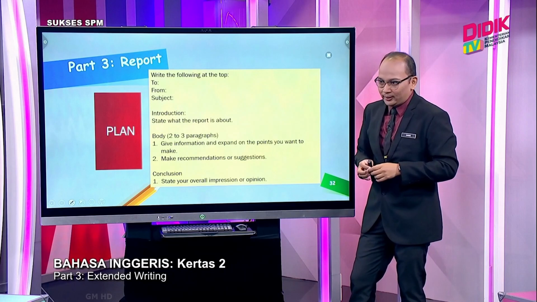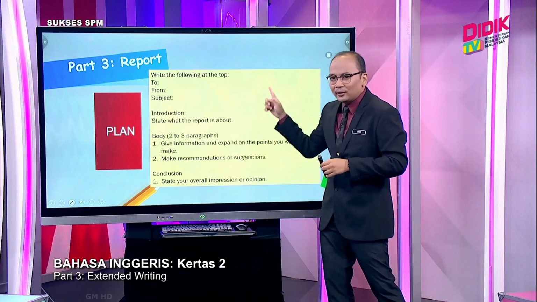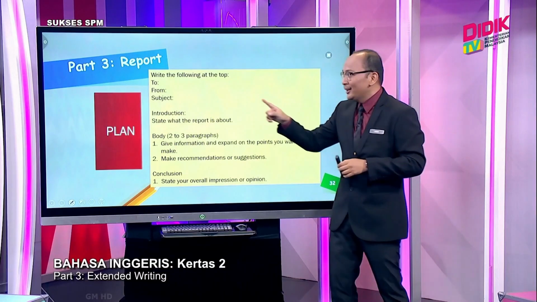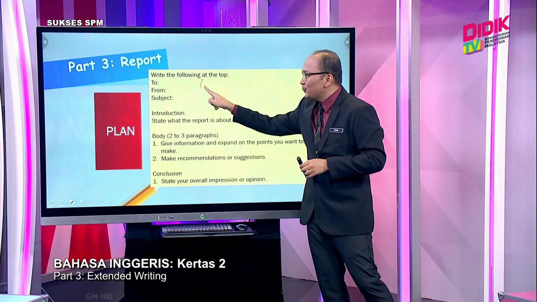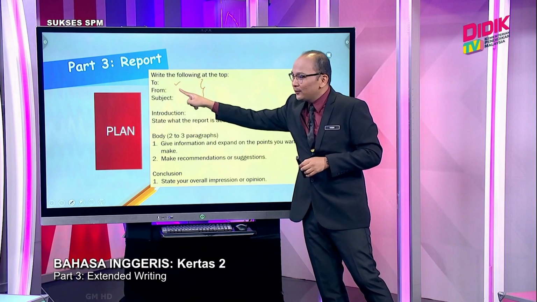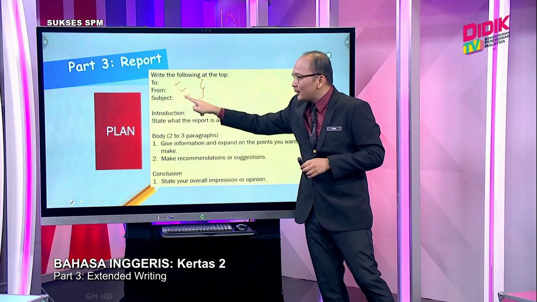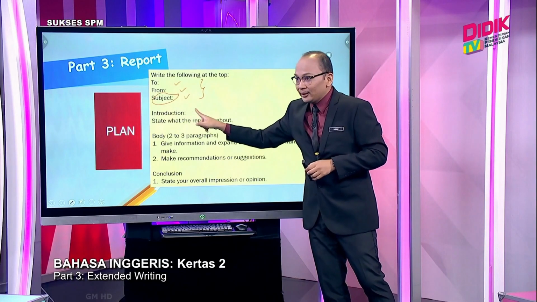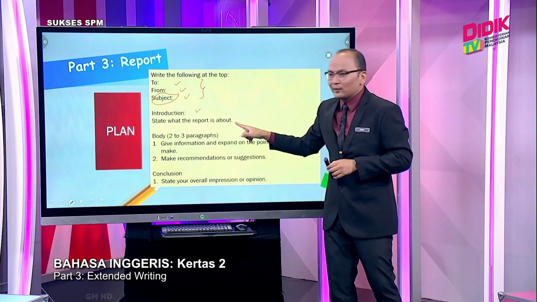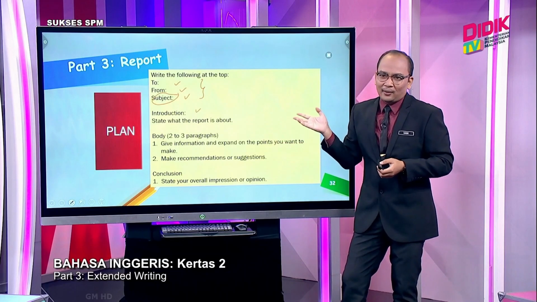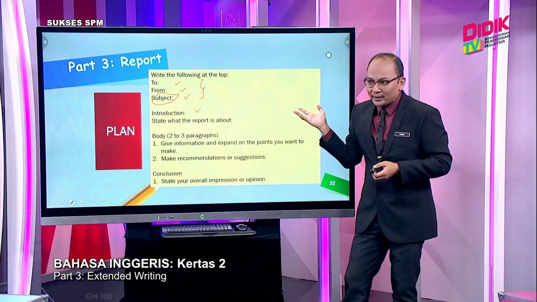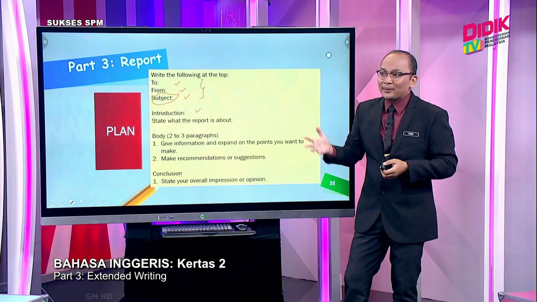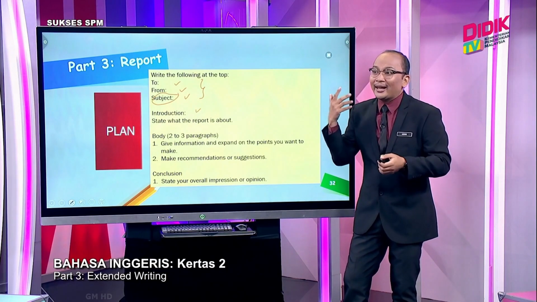Now for report, okay. I'm just giving you a little bit of the overview so that you pay attention to the things that you need to include. Okay, so what you need to put on the top: to, from, and the subject. Subject meaning what is the title. Introduction, a little bit on what the report is all about. It can be about the school activities. All right. So don't be afraid. The theme is about the activities that the students do at school.